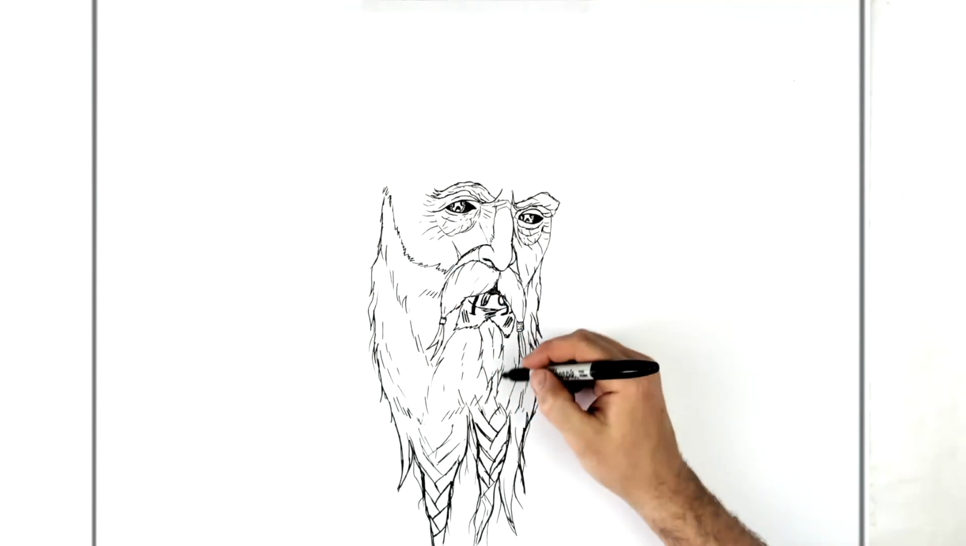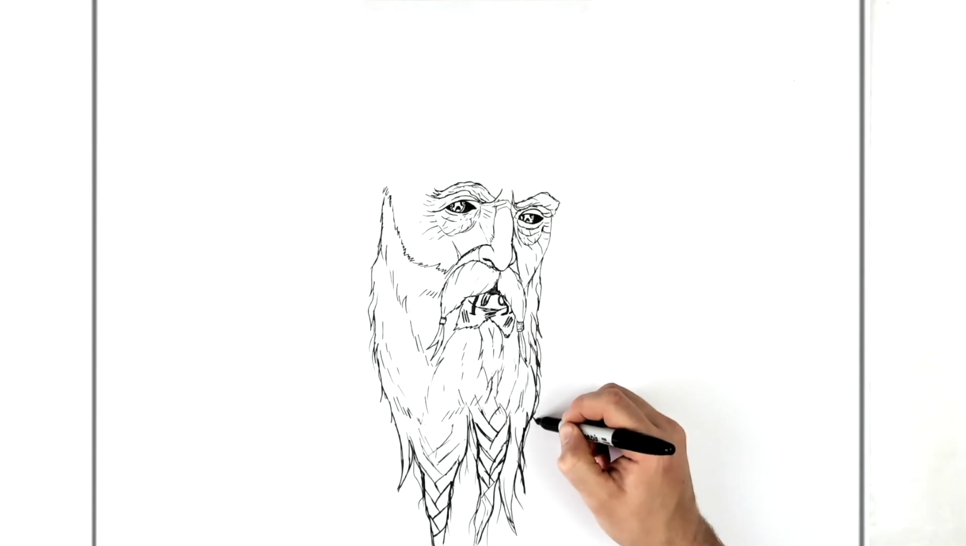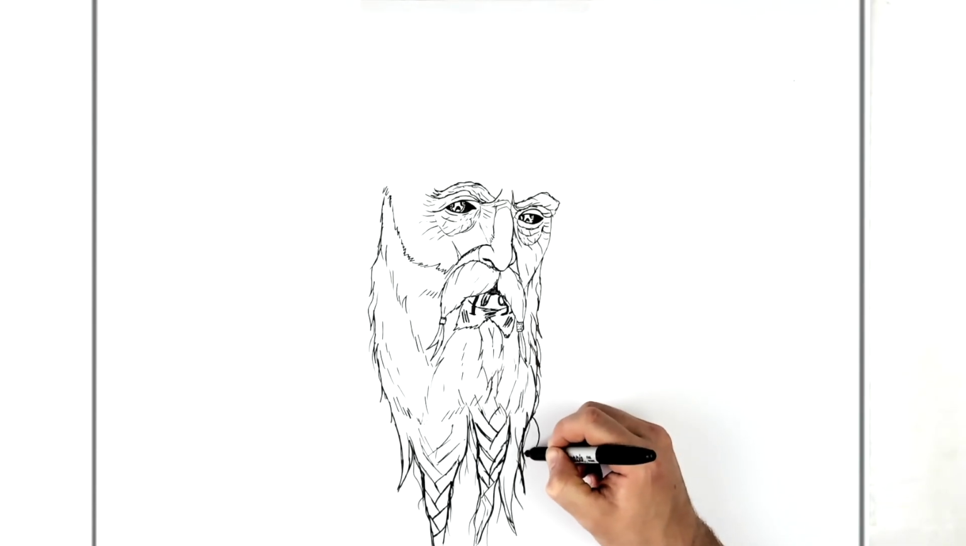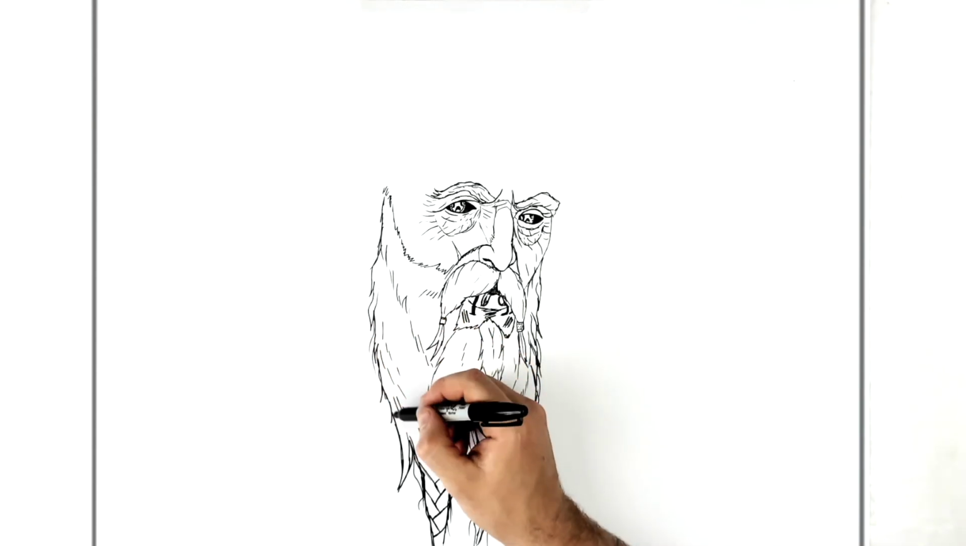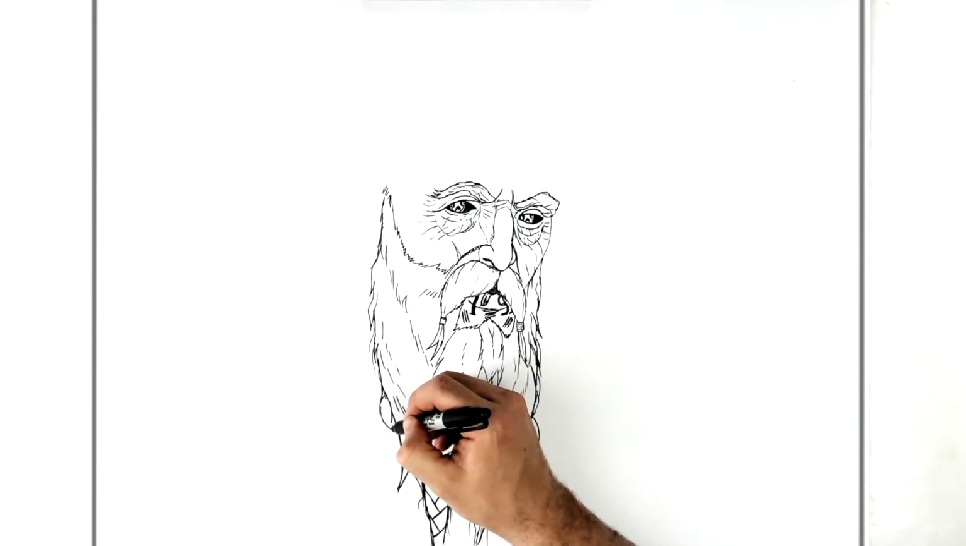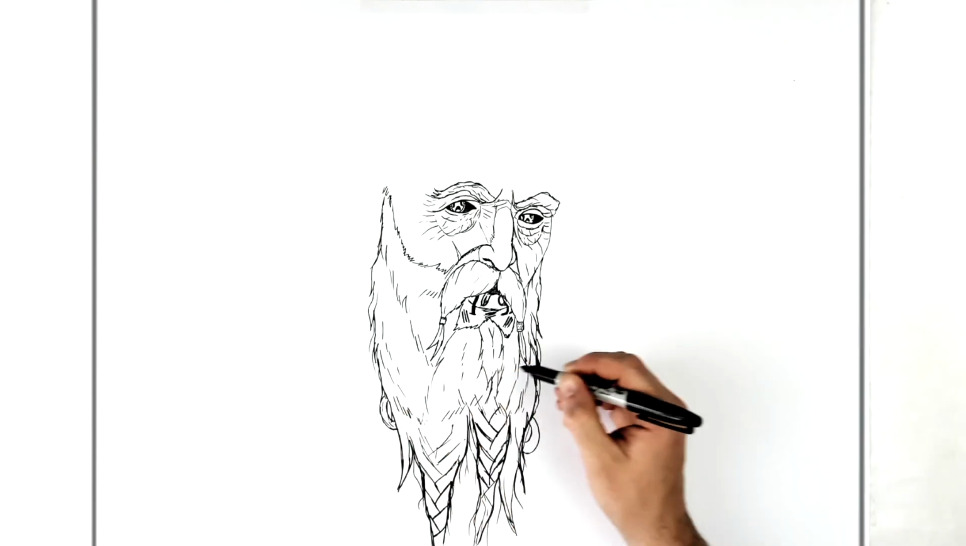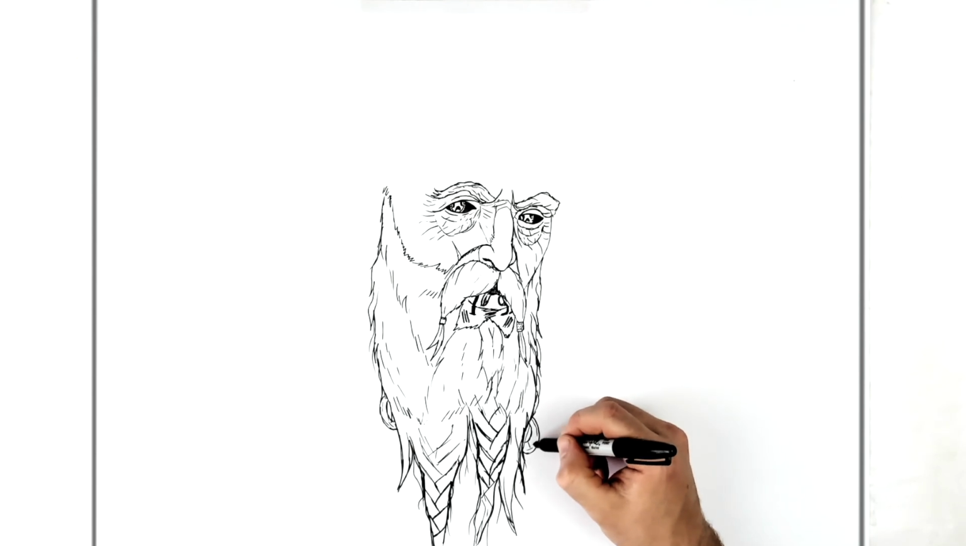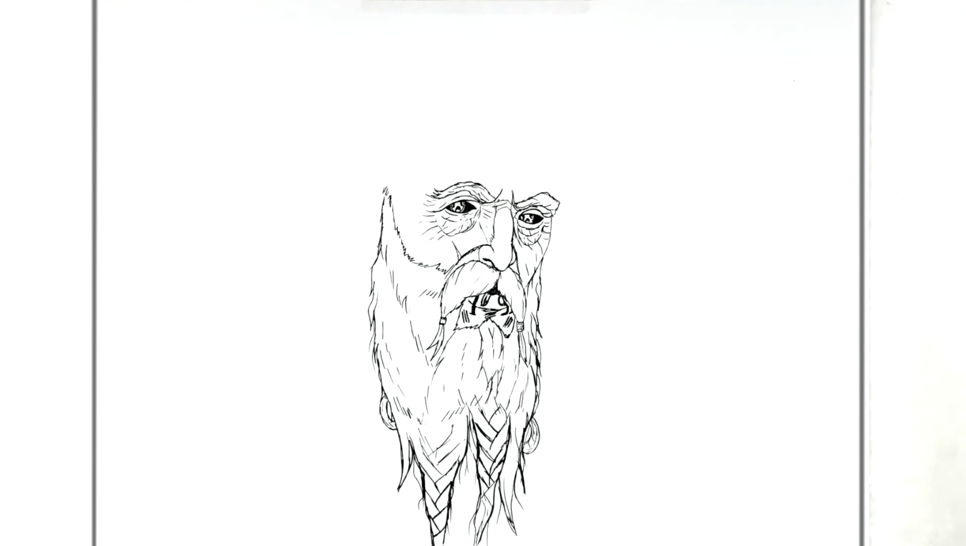Right, and I think he has these circular things hanging down here as well. Sort of things hanging out of his beard. Like this. Something else over here. Like so.